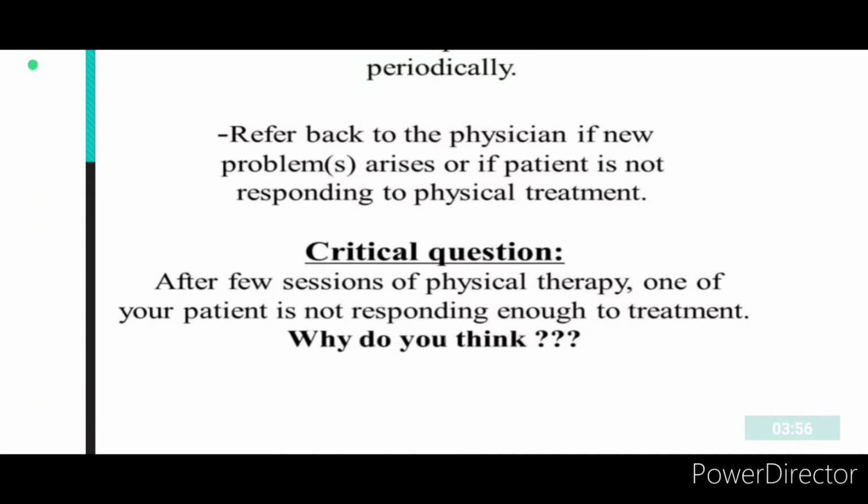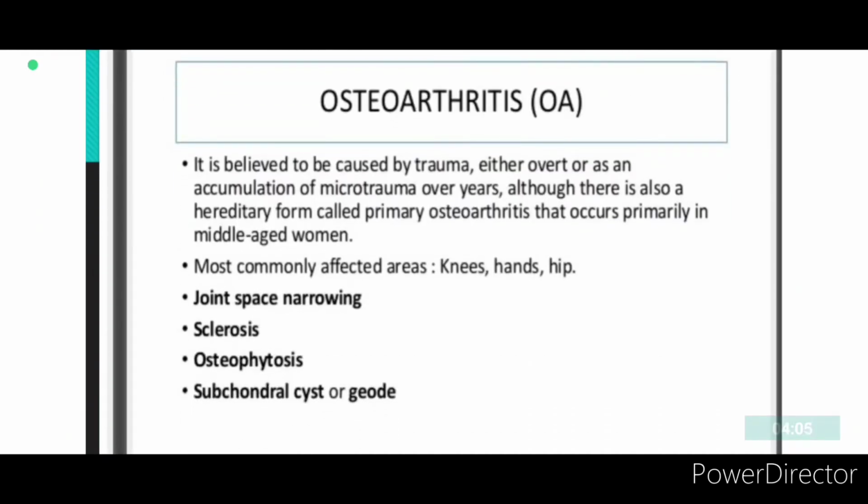Critical question. After a few sessions of physical therapy, one of your patients is not responding enough to treatment. What do you think? Osteoarthritis. It is believed to be caused by trauma, either overt or as an accumulation of microtrauma over years, although there is also a hereditary form called primary osteoarthritis that occurs primarily in middle-aged women. Most commonly affected areas: knees, hands and hip joint.